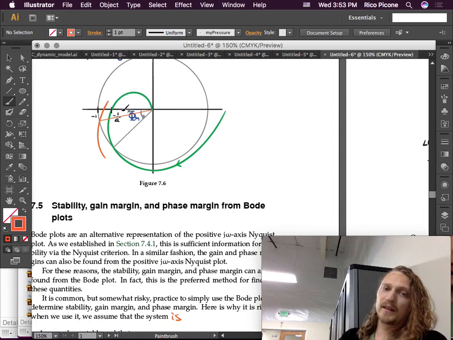To find the gain margin, you have to look and see where this is. Remember that the gain margin is defined as the logarithm of A, right? Is it 10 log A, or 20? I can't remember. But it depends on this intercept, right? And that intercept occurs at negative 180 degrees.